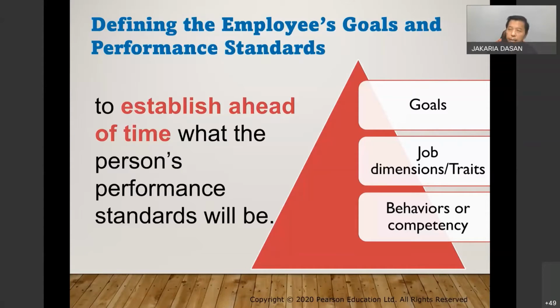Yeah, as you can see, there are three types of performance standard here. Sometimes an organization hires an employee for the purpose of that individual achieving the goals of the organization. Sometimes an individual is hired because the expectation is for that employee to match the job dimension or traits that the company expects. And maybe the third performance standard is that the company expects the behavior or the competency needed by the company to be instilled in the employees. So these are the three reasons.